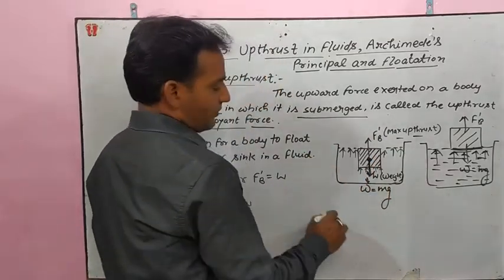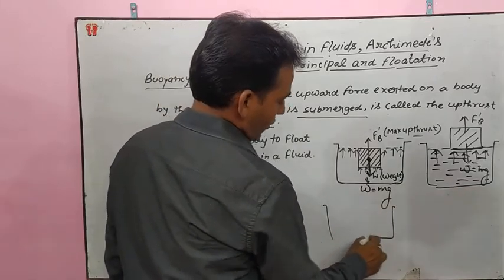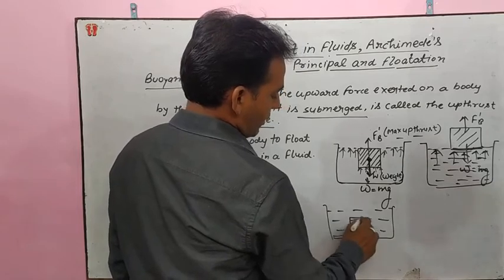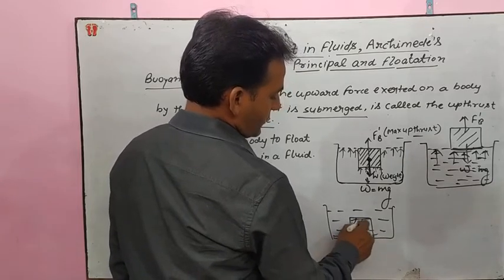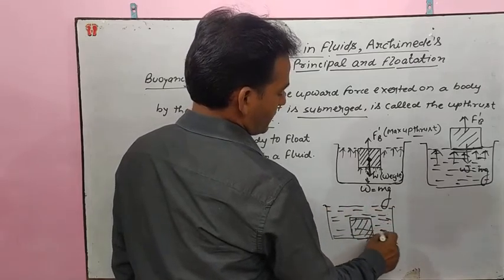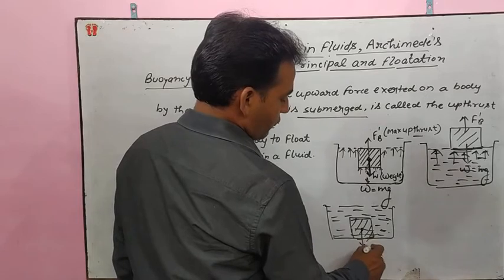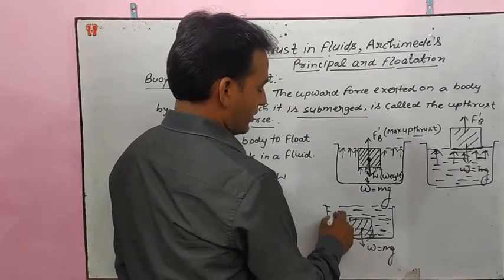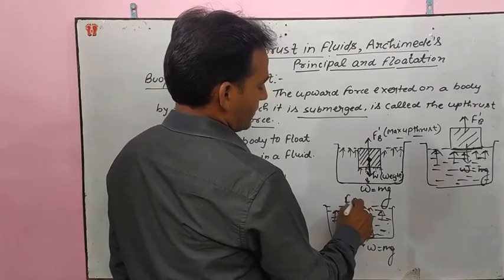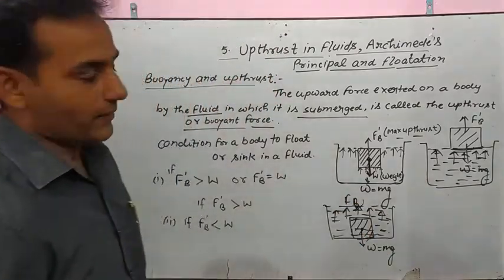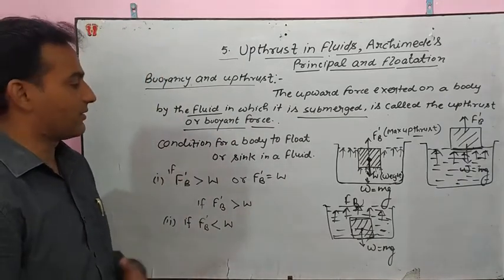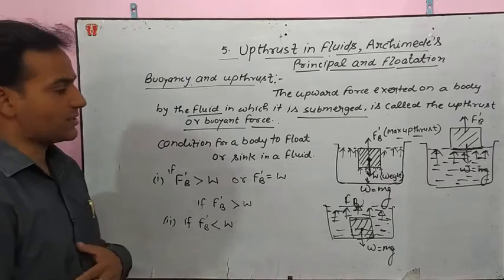And one more condition is there, in which an object is kept but it goes down to the bottom of the vessel, wherever we have kept the object. There also the weight W, W is equal to m into g, will act. Here also the upthrust force F dash B will act upward, but the object will go down. Why? I have written the condition for a body to float or sink in a fluid. What are the conditions? Listen carefully.